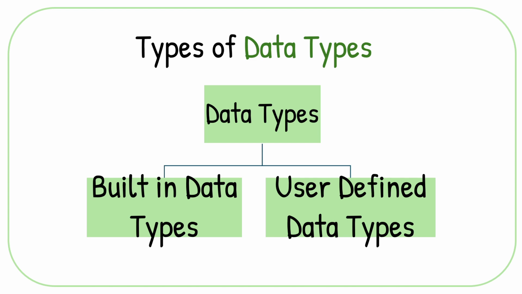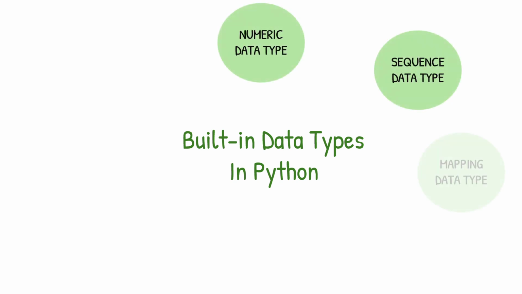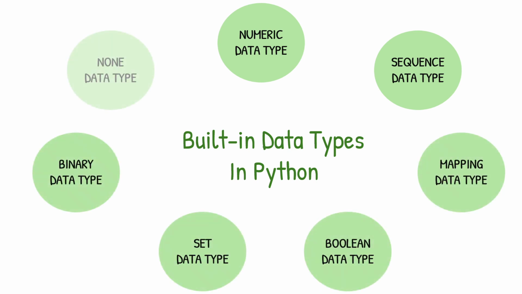Now at first we will see the data types which come under built-in data types. The built-in data types are classified into several data types, which are numeric data type, sequence data type, mapping data types, boolean data types, set data types, none data type, and binary data types. We will be discussing all these data types one by one along with their subdata types. The first one here is numeric data type.